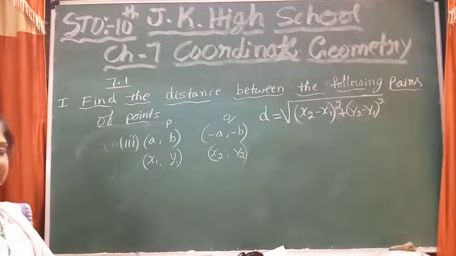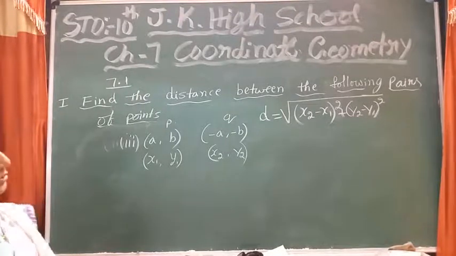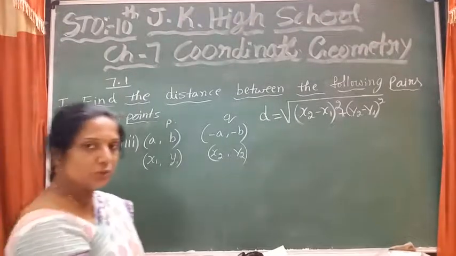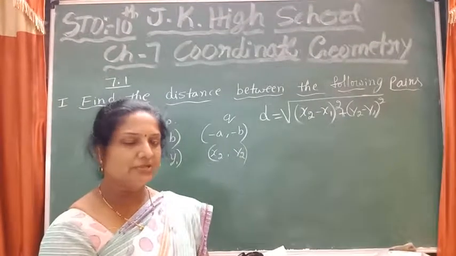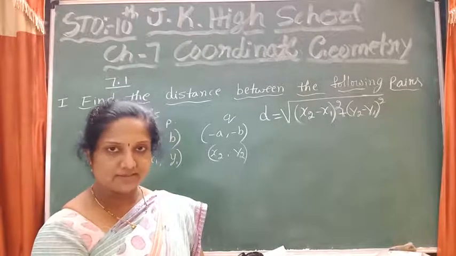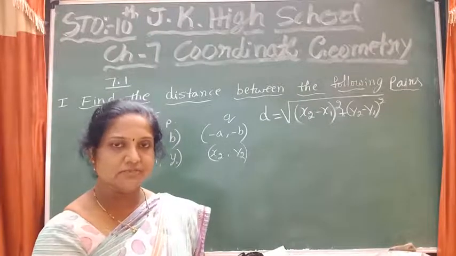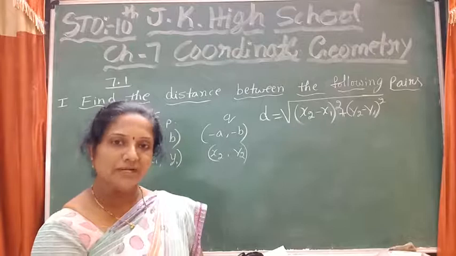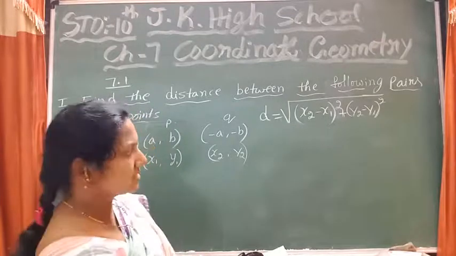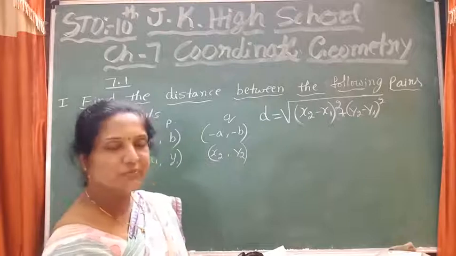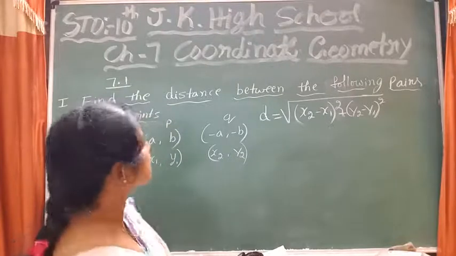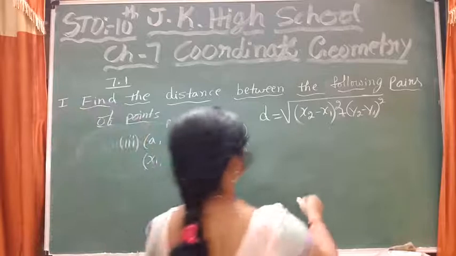Substituting in the distance formula: D is equal to square root of (x2 minus x1) whole square plus (y2 minus y1) whole square. You have to remember the formula. In maths, if you understand the concept, after understanding the concept, you should know the formula. You have to write and practice the formula. The distance formula is D is equal to square root of (x2 minus x1) whole square plus (y2 minus y1) whole square. Then you substitute the values.